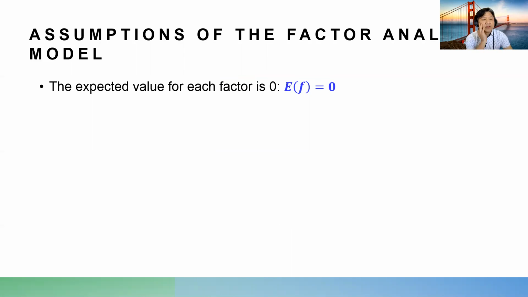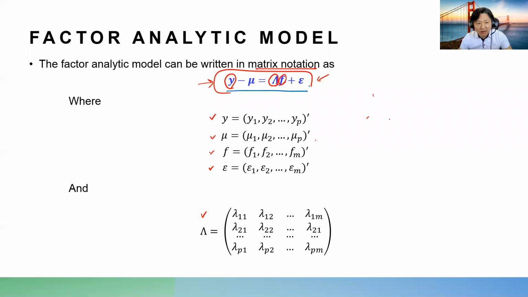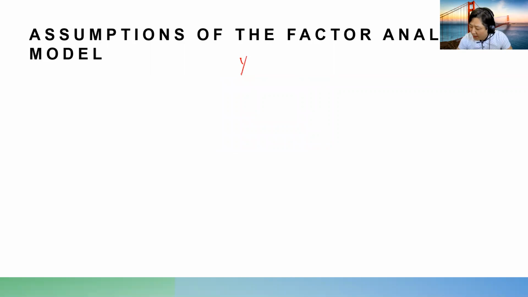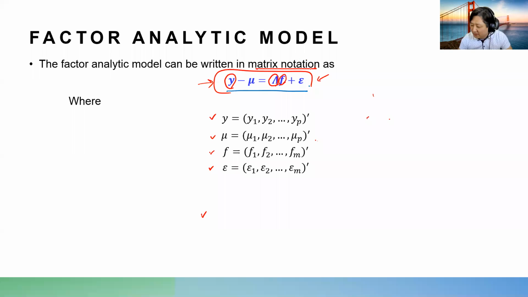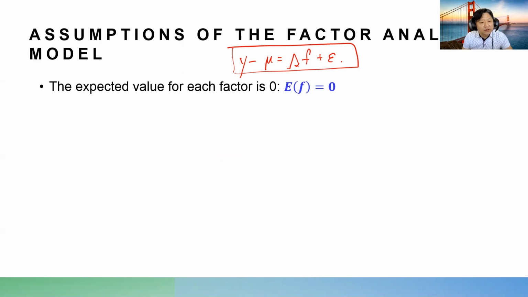So here are some assumptions of the factor analytic model. Right here, y minus mu is equal to lambda f plus error, right? So this is our formula. Here are some of the assumptions. The first assumption is that the expected value of each factor is 0. The factor is a latent variable.